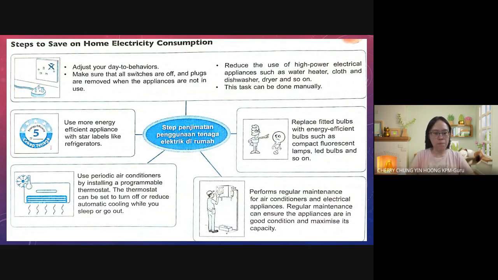So 这个就是 what we call as the energy label。OK，我们有这个5个星星。如果它有5个星星的话，which means that 它是很 highly saving 我们的 electricity，is a very good，最好的 in saving the electricity。OK，so use more energy efficient appliances with star labels, for example refrigerator。还有就是我们这个 installing programmable thermostat。OK，the thermostat can be set to turn off or reduce automatic cooling while you sleep or go out。OK，perform regular maintenance for aircon and electrical appliances。It can ensure they are in a good condition and maximize its capacity。还有就是 replace fitted bulb with the energy efficient bulb, such as compact fluorescent light, LED bulb, and so on.